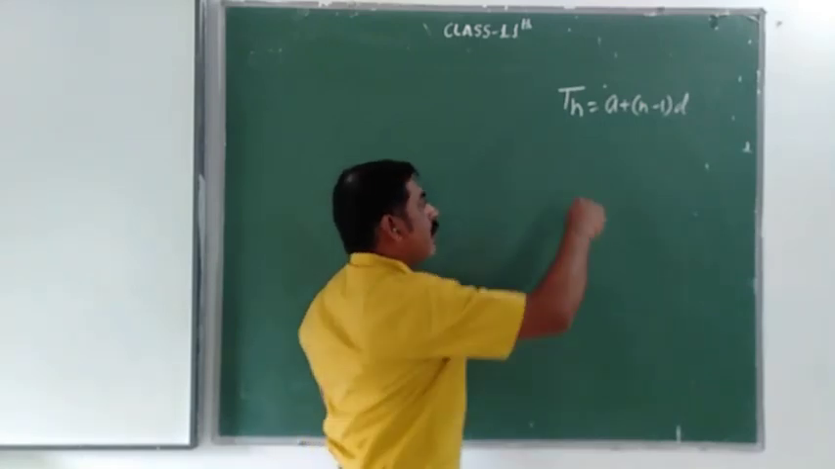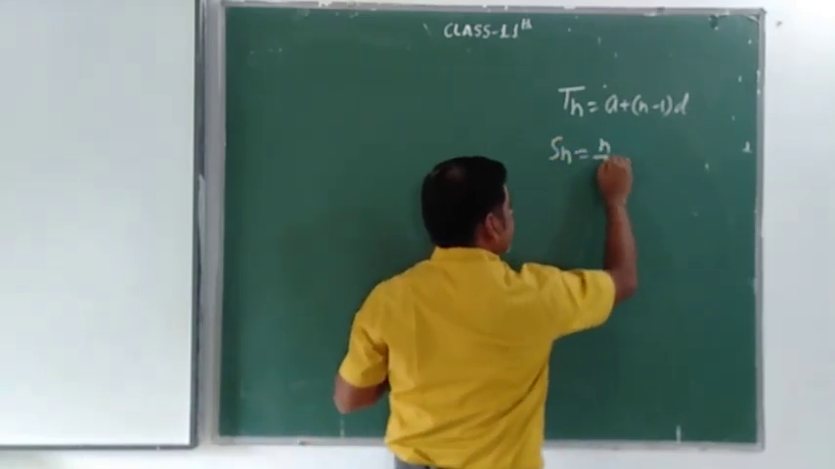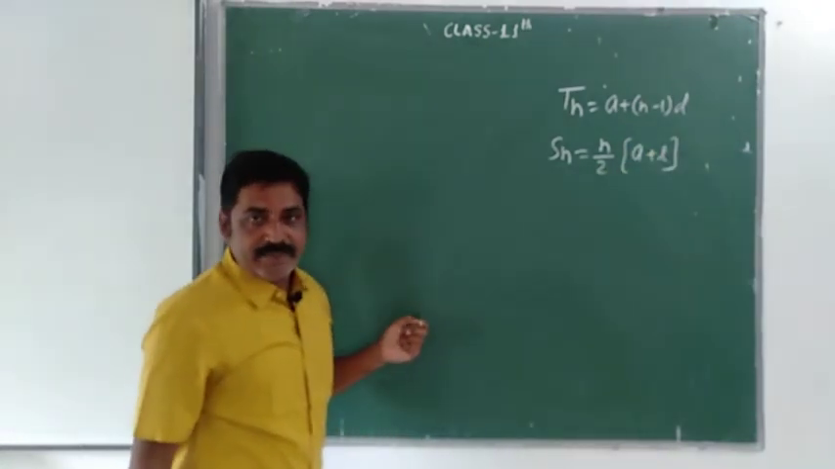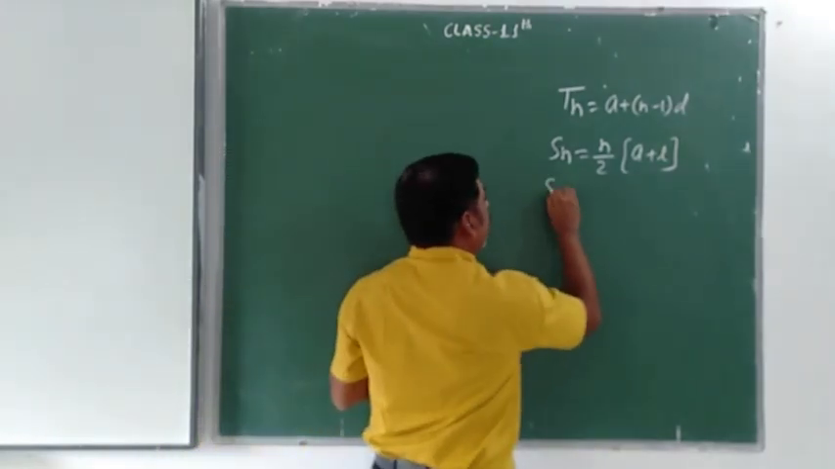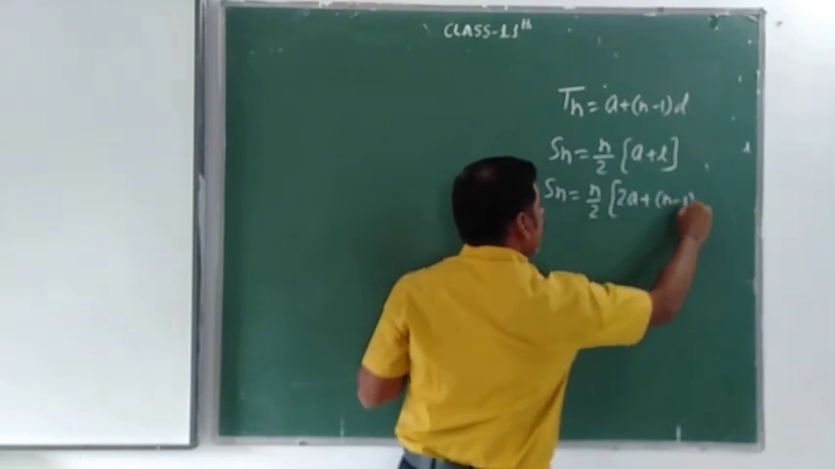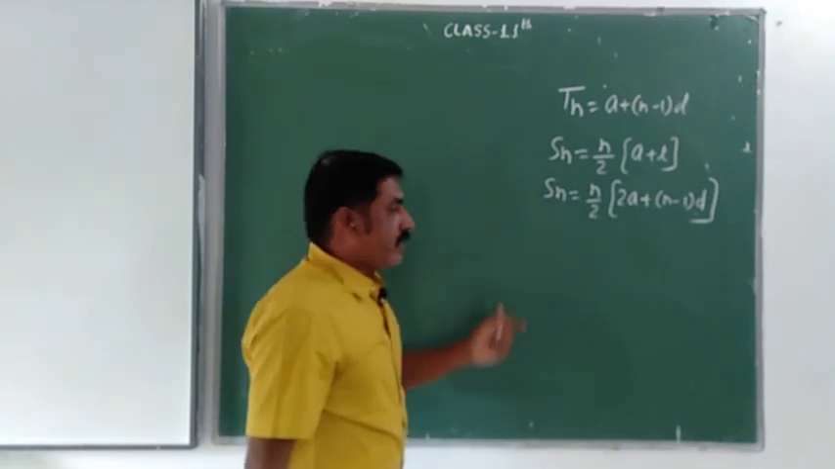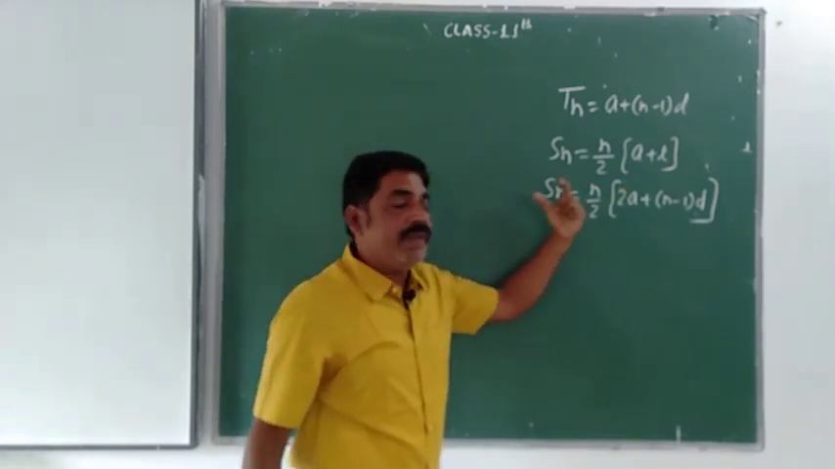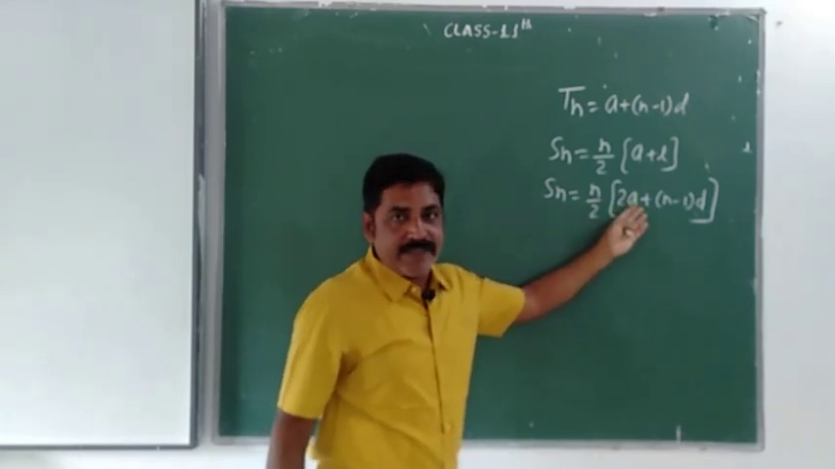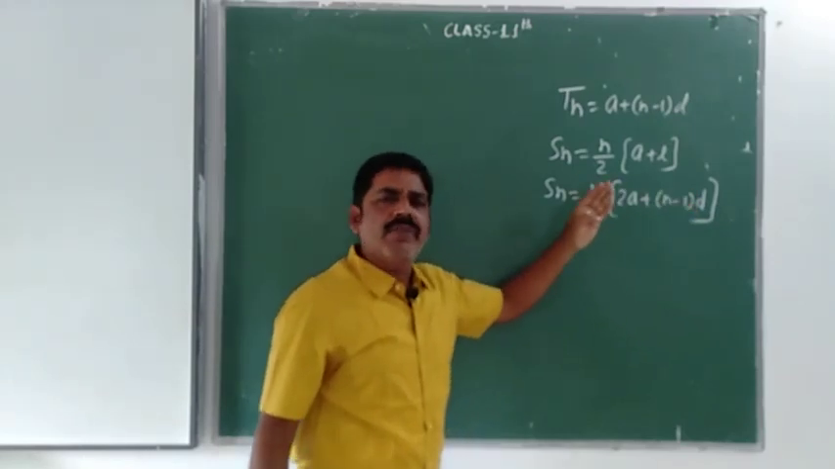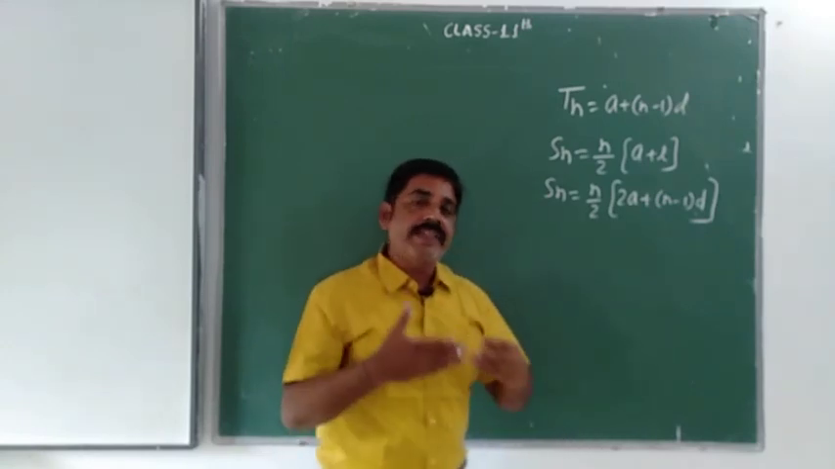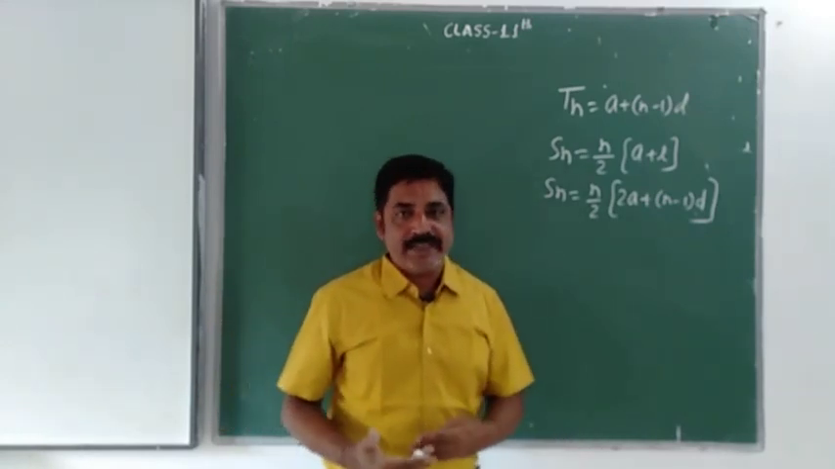Clear? Now the sum of n terms, Sn, is equal to n by 2 into a plus L, where a is the first term and L is the last term, and also Sn is equal to n by 2 into 2a plus n minus 1 into d. We can apply this formula whenever we are given the series. With the help of the series we can easily find the first term and the common difference, and since the number of terms is given, we can easily find the sum of that series. Clear?